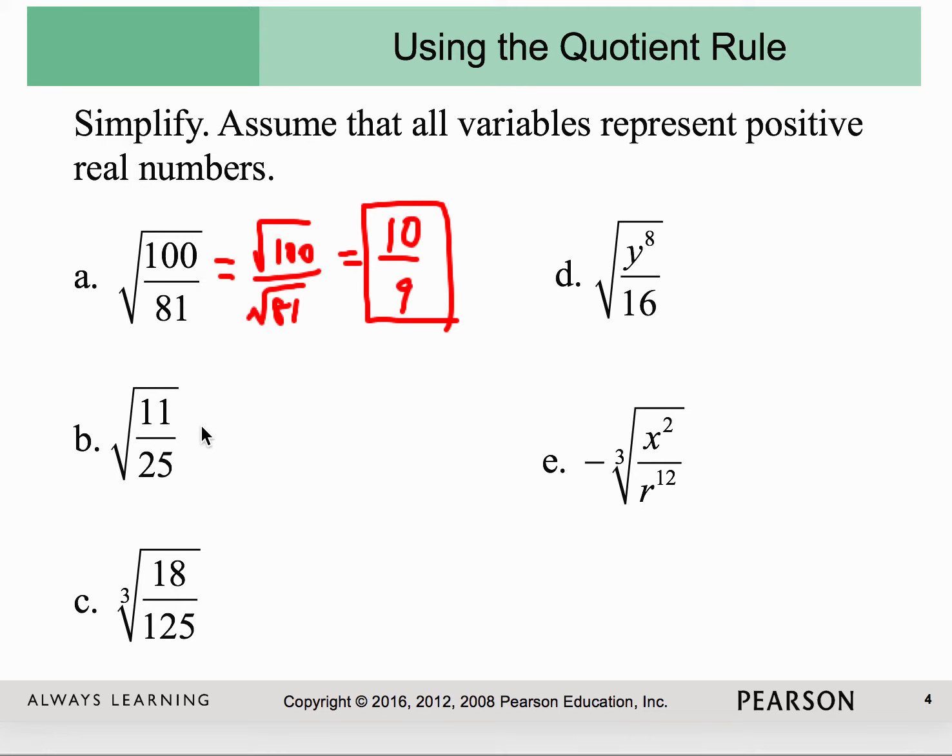On this one, the fraction won't simplify, but I can tell that I can't do the square root of 11, but I can do the square root of 25. So I'm still going to simplify it. I'm still going to use my product rule to help me simplify it.